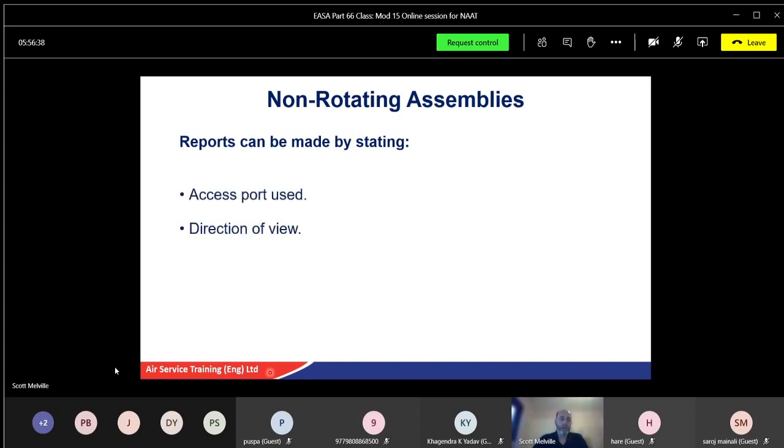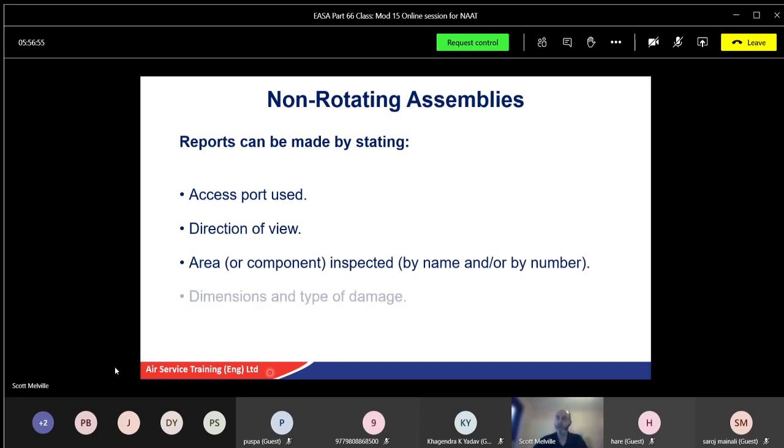All right, direction of view, how to report it, which way you're looking in. I was looking forward, I was looking rearward, I was looking straight in. So when you write a report about something you find, include the area, component inspected by name and or number, the date, time, aircraft, engine, position, that sort of thing. Dimensions, any type of damage you find. Again, if unsure, as I said before, get somebody else to confirm it for you.